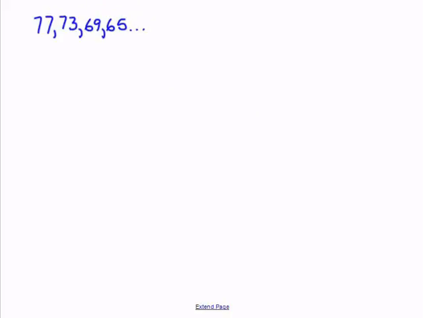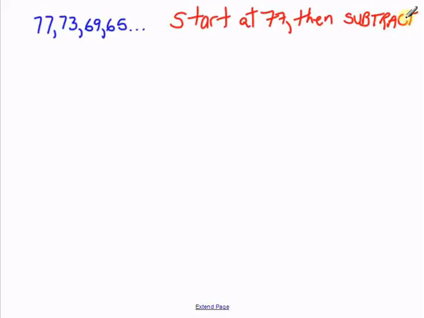So if we think about this as a pattern rule in words, we start at 77 and then we subtract. So we're decreasing. How much are we subtracting? Looks like we're subtracting 4 each time. Okay. So the main part is I am subtracting by the same amount each time. So I'm decreasing. This is a linear decreasing pattern.